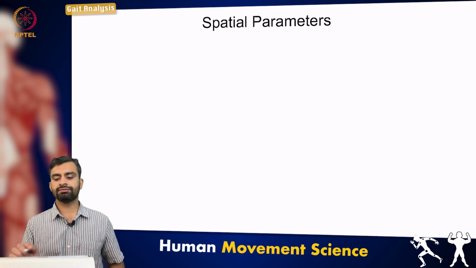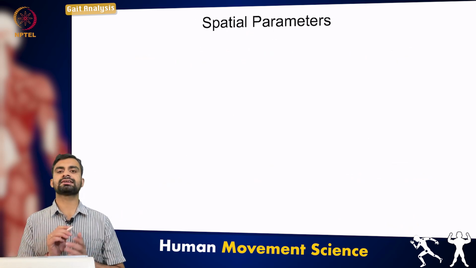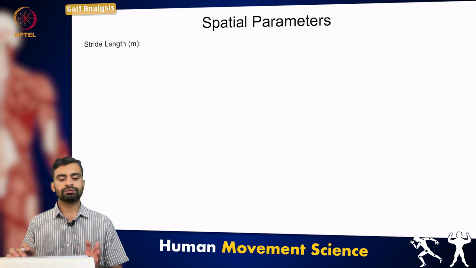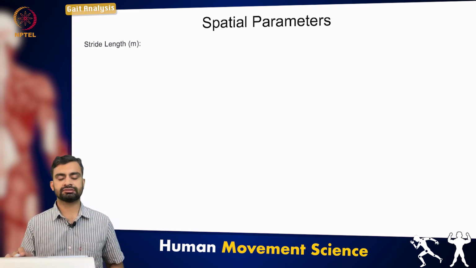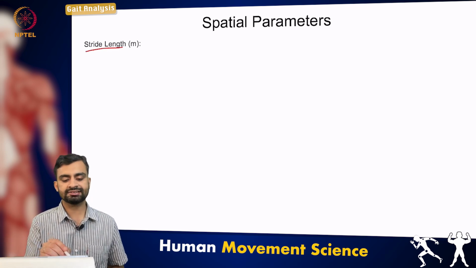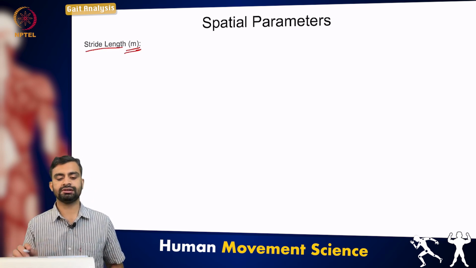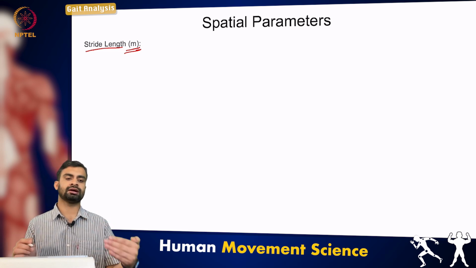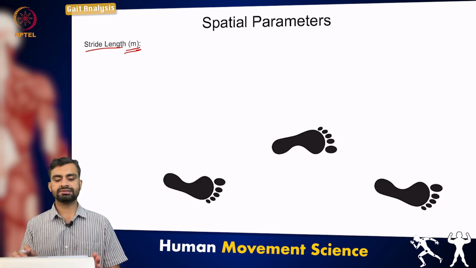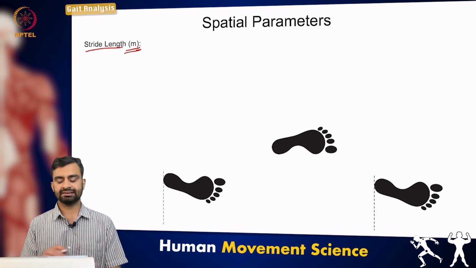Another thing which is important while discussing gait analysis is spatial parameters, such as stride length. Spatial means related to space, and it is usually measured in meters, centimeters or other units, but the standard unit is meters. So how do we define stride length?